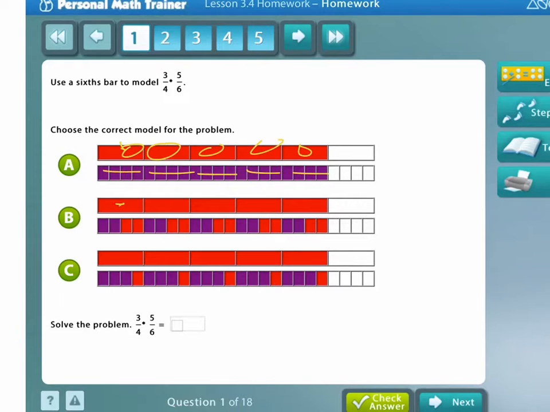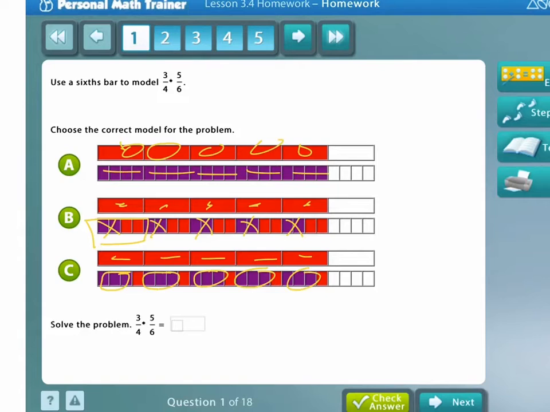For part B, yes, you have 5/6, but in each sixth they're doing 2/4 of each sixth. So again, you're looking for 3/4 of each sixth, not 2/4. And part C looks correct to me. You have 1, 2, 3, 4, 5, 5/6, and you have 3/4 of 1/6, 3/4 of another, 3/4, 3/4. So you end up with 3/4 of 5/6.